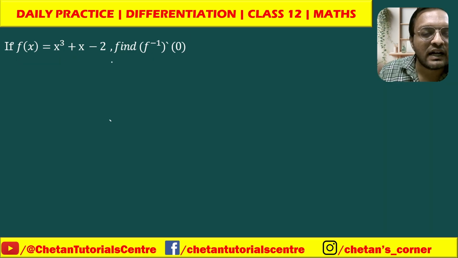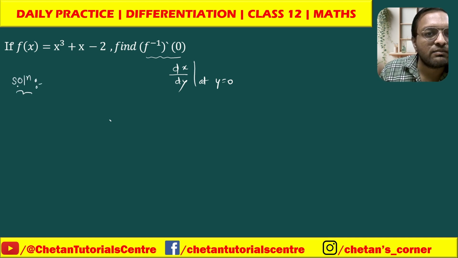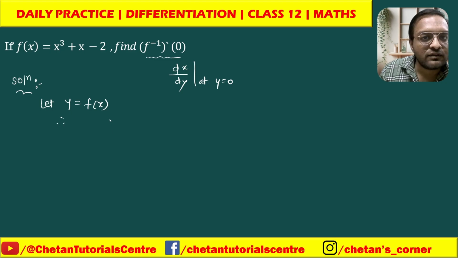Now we have read the question and figured out what we have to find out. We have to find out f inverse dash of 0. How to find this? Let me show you what approach you should use to solve this type of questions. To solve this, I will use theorem of derivatives of inverse function. First of all, I will assume this y is equal to f of x. So let y is equal to f of x. Therefore, y will be equal to x cube plus x minus 2.